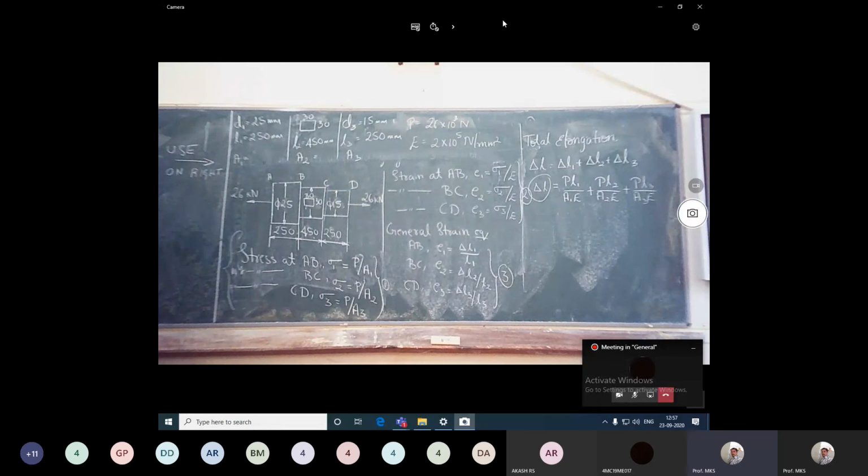Okay, if it is finished, you can do this afterwards; just complete this problem. If it is completed, just see whether it is right or wrong. Total delta L, you will get something like 0.31. You can write the answer and compare whether it is right or wrong. The answer is 0.3148 mm delta L.